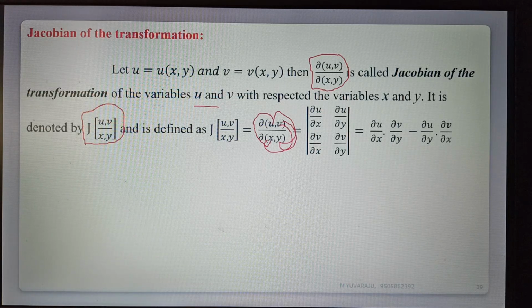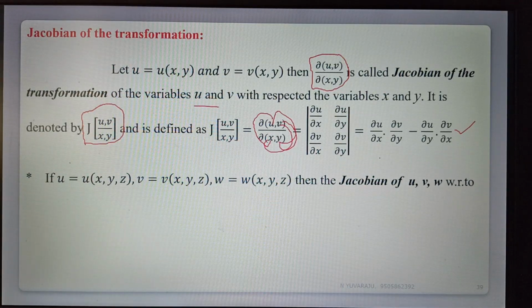The determinant of dou u by dou x, dou u by dou y; second row dou v by dou x, dou v by dou y, is equal to the formula AD minus BC, that is, dou u by dou x into dou v by dou y minus dou u by dou y into dou v by dou x. This result is called the Jacobian of the given variables u and v with respect to x and y. Okay? This is a two variable function.